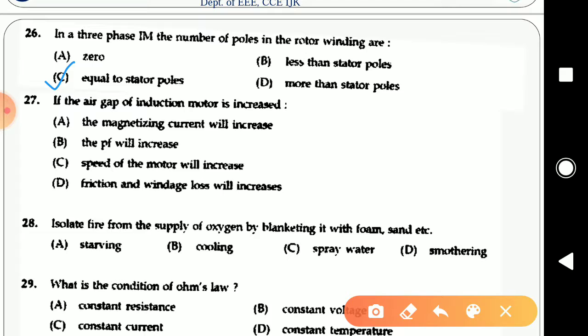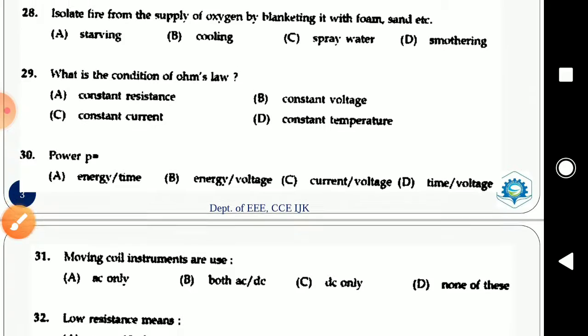When the air gap is increased, the magnetizing current required by the machine will also increase, and hence option A is the correct answer. Moving on to the next question, to isolate fire from the supply of oxygen by blanketing it with foam, sand, etc. What is it called? It is called as smothering. The option D is the correct answer. It is called smothering. Moving on to question number 29.